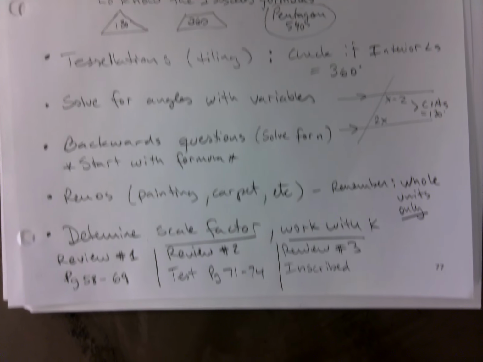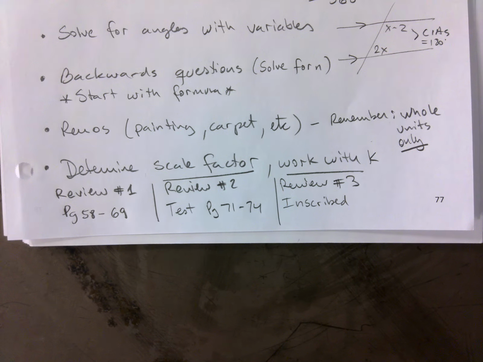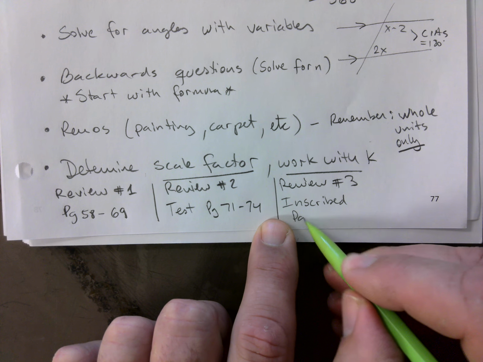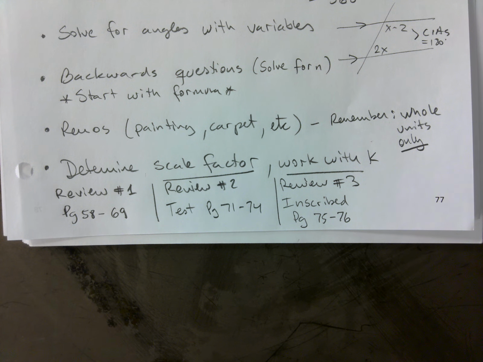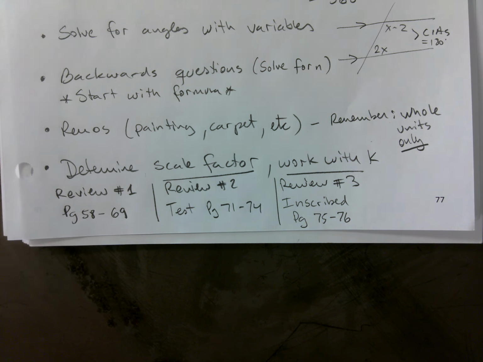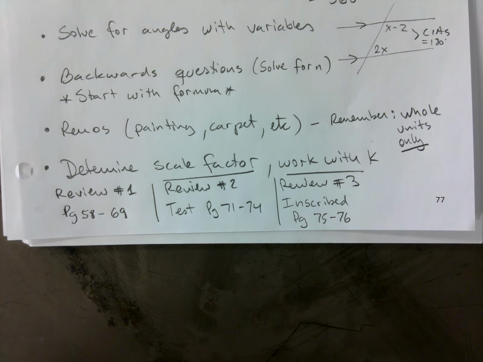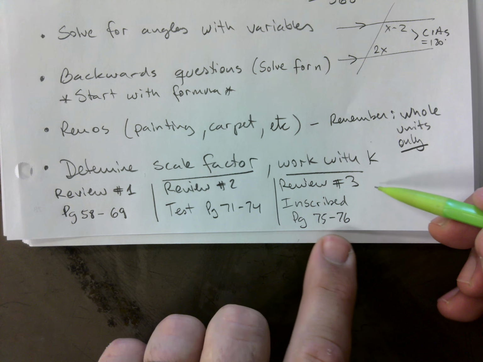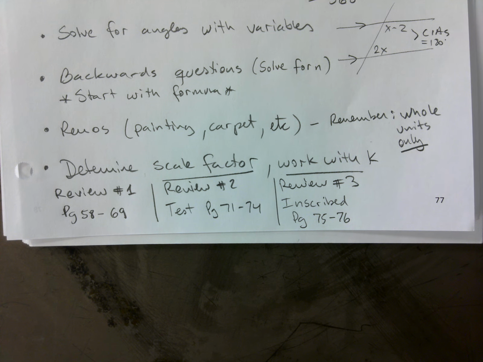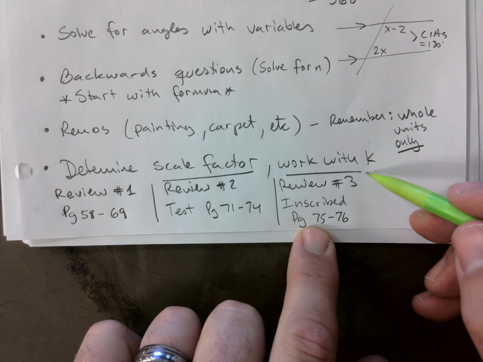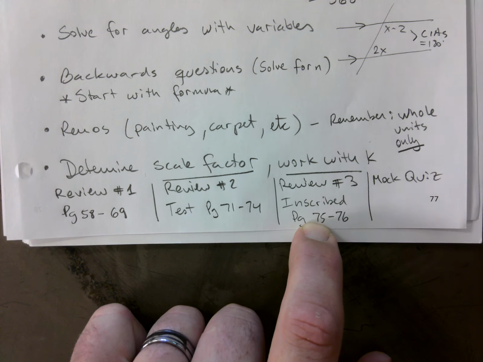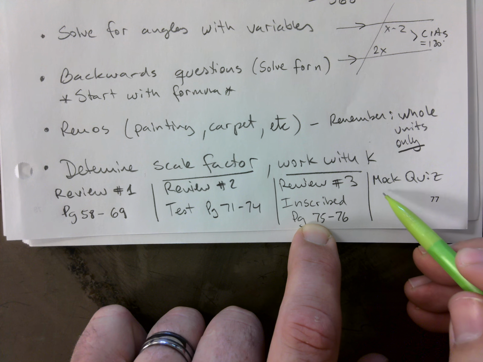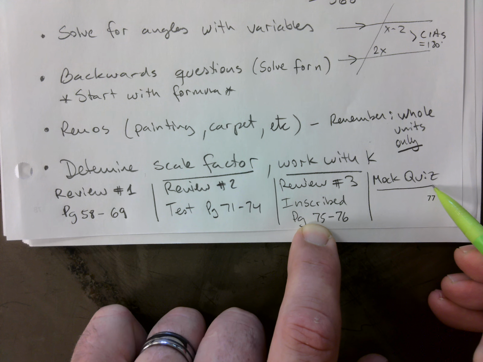Let me move this up a little bit so you can all see it well. Inscribed. That's page 75 to 76. So there's one on each page. You've got tons of space to do the work. That's why it looks like it's a lot, but it's actually not that much. That's it. Just 3 reviews and the mock. I'm going to give you an old quiz if you want it. Mock quiz, and I will post the key to that as well.